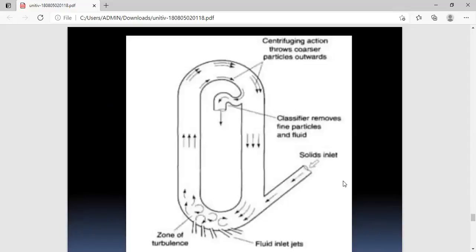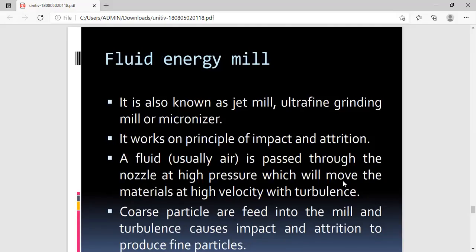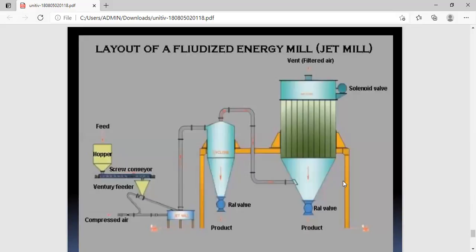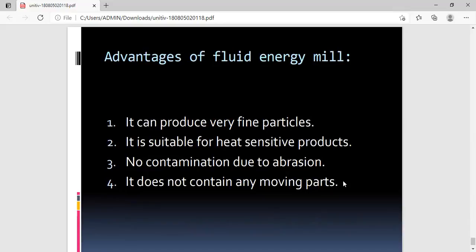Fluid energy mill is used in pharmaceuticals generally, not used in mining operations. So let us leave it for the time being. So here we have completed the process. Now let us talk about ball crusher.